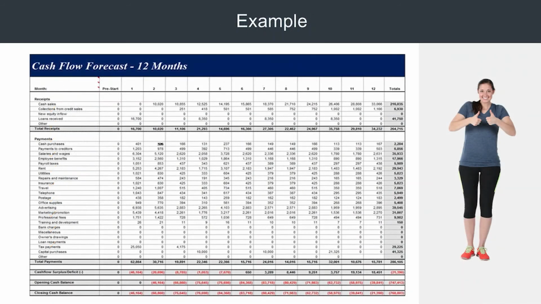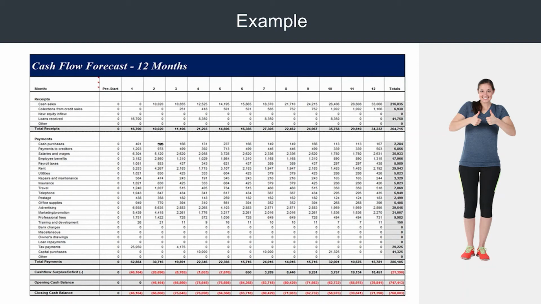So here's an example of a 12-month cash flow forecast. You can see at the top there, month by month, you've got your cash sales. And indeed, loans received. So this business is receiving some loan money. And then you've got the whole list of payments. Unfortunately, the payments is always the longest list.